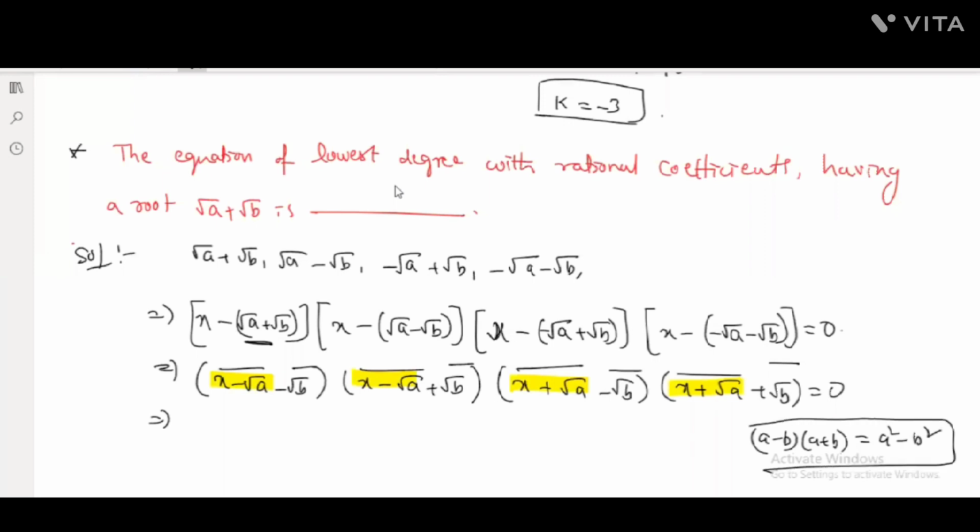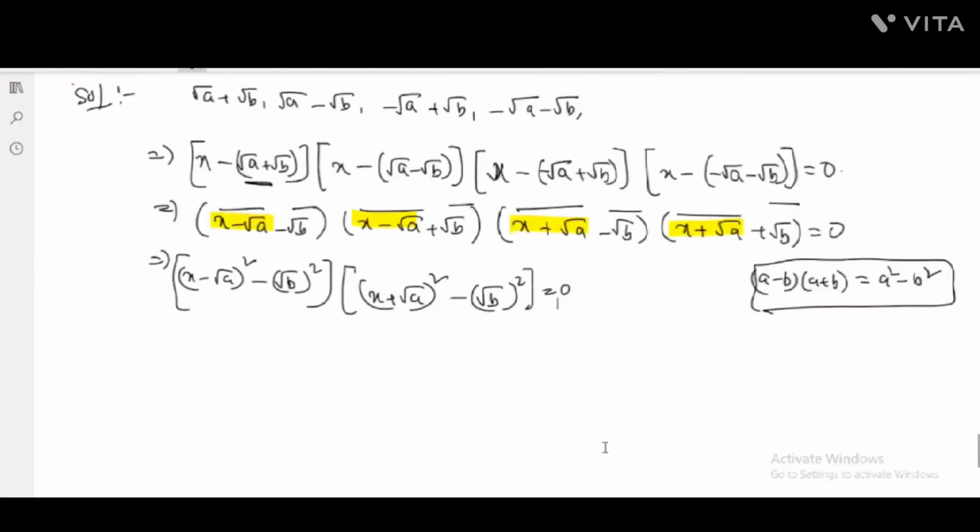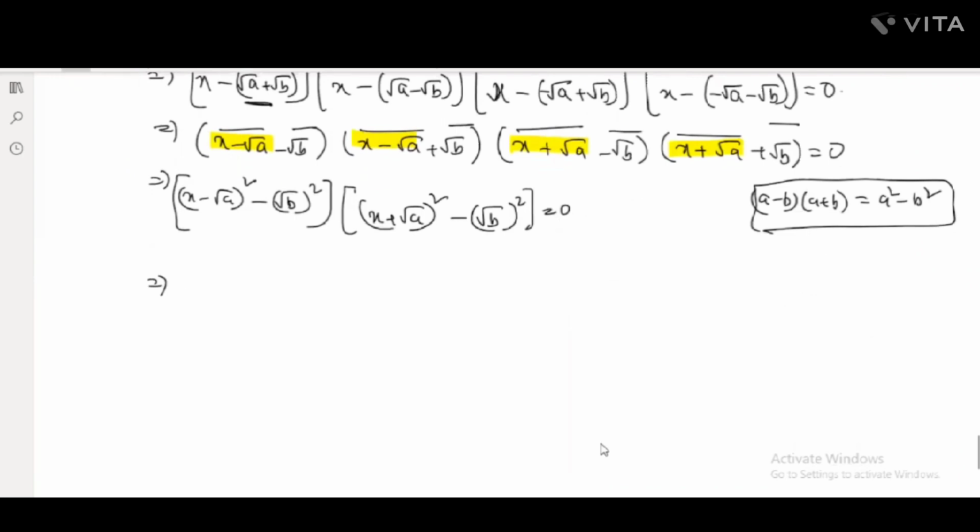So let's apply this here. We'll get x minus root a whole square minus root b whole square, into x plus root a whole square minus root b whole square, is equal to 0. So this is equal to x square plus a minus 2 root a x. Here square and square root cancel, so we will get minus b. Then x square plus a plus 2 root a x.